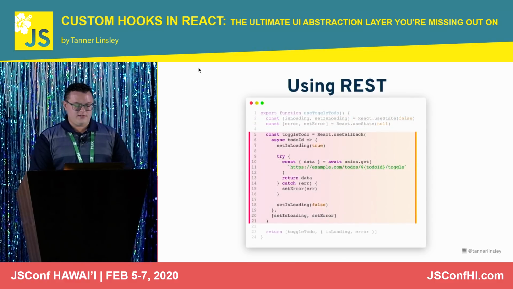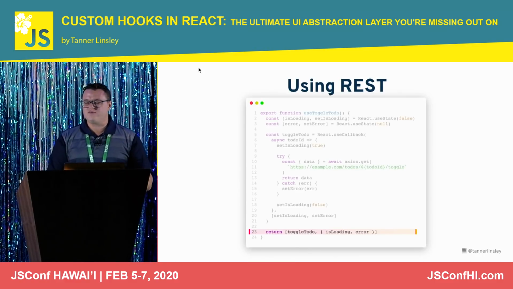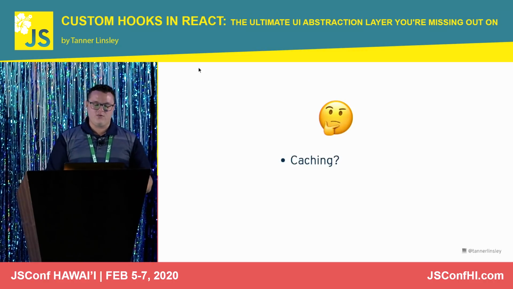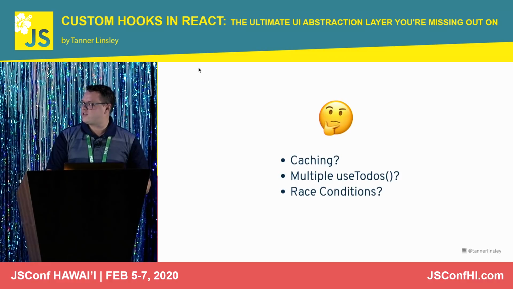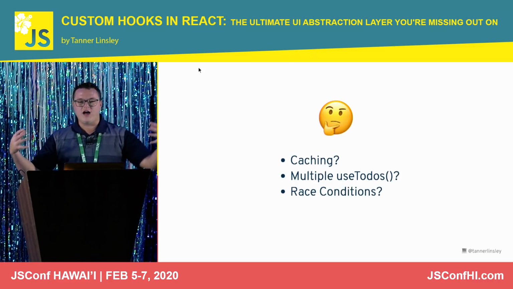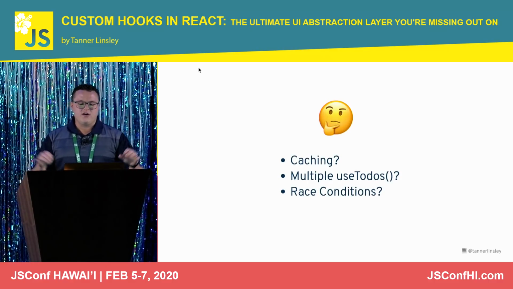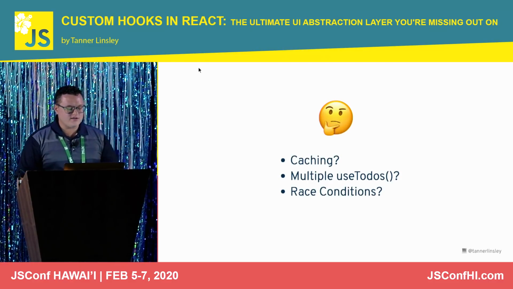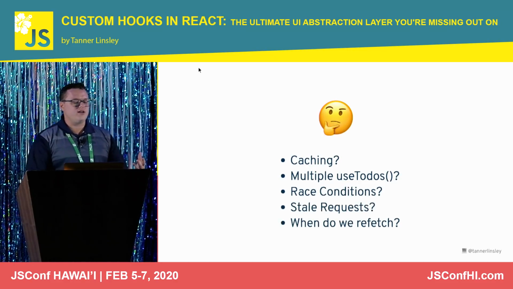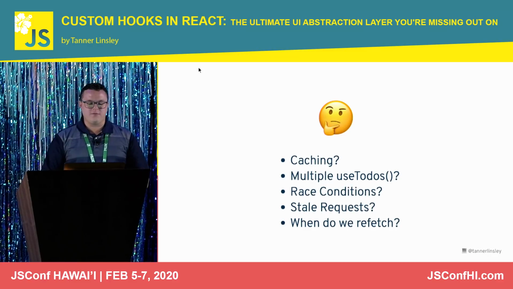But this can get pretty confusing very quickly if you're managing all these side effects, especially when we start thinking about things like caching. What happens when we're using these custom hooks multiple times in our app if we need to-dos in multiple places? Are they separate copies? Are we duplicating things? Are we creating race conditions? And if we're caching, when are we refetching that data? There are so many questions that happen along there.